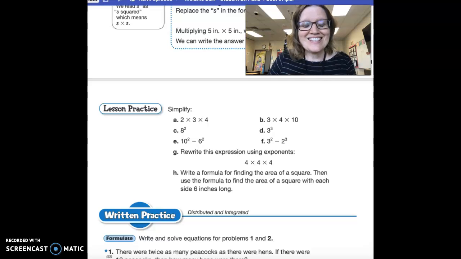Hi, this is lesson 62, and we are going to dive into the practice set. The first thing they want us to do is simplify, which means rather than have these out, they want us to multiply and come up with an answer.